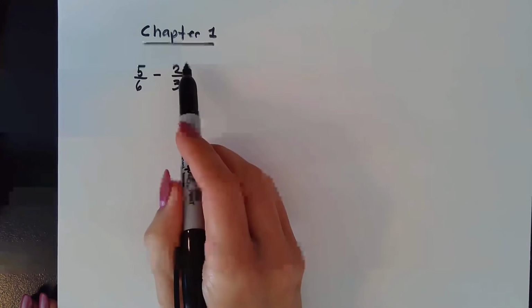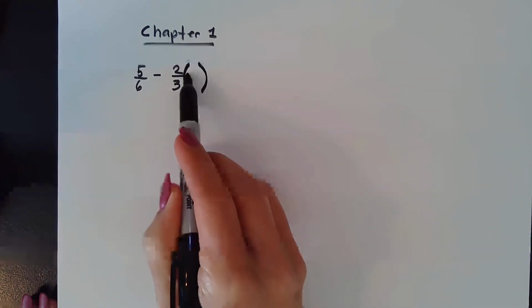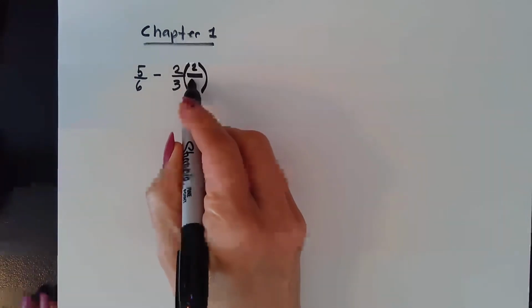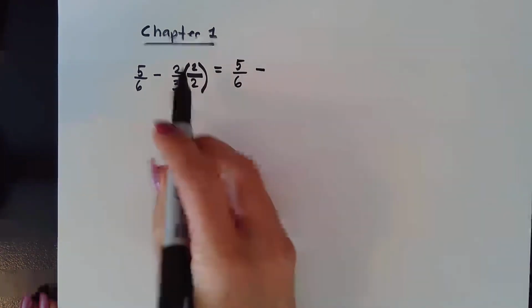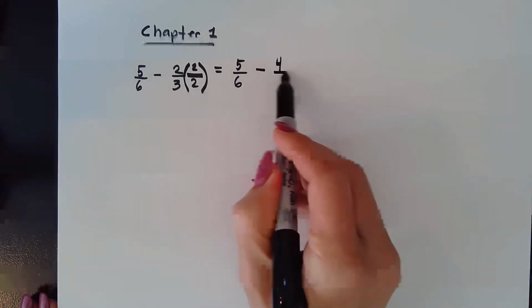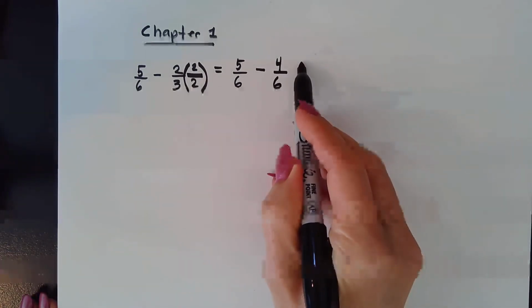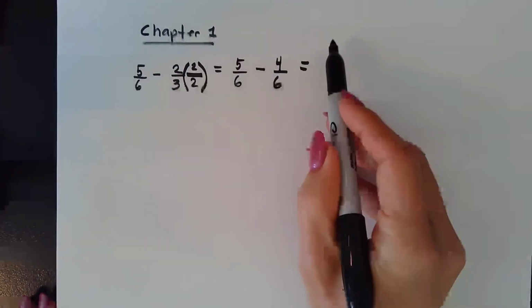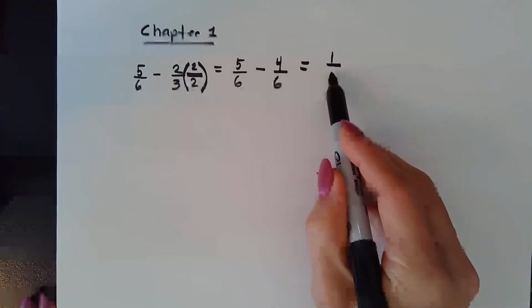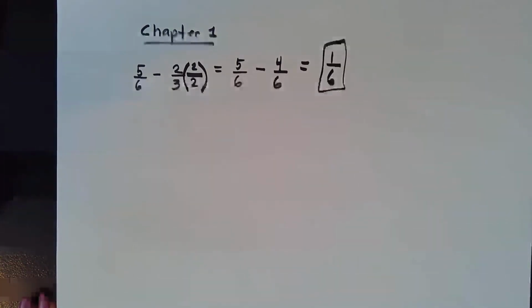So we're going to change the second fraction by multiplying it by 2 over 2. And so that's going to give us 5 over 6 minus 2 times 2, that's 4, over 3 times 2 equals 6. Now we can subtract because we have the same denominator. 5 minus 4 equals 1, and that's going to give us 1 over 6. And always reduce your fractions, the result, write it in lowest terms.